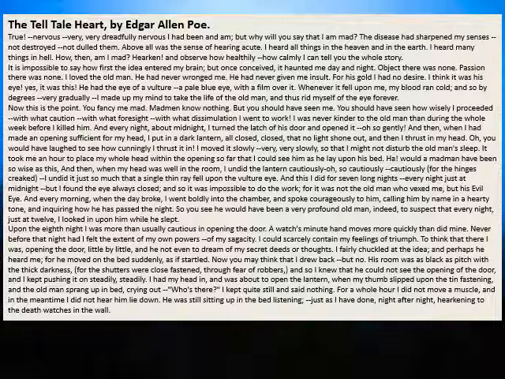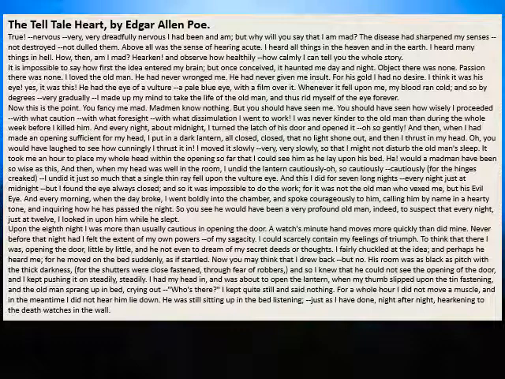It is impossible to say how first the idea entered my brain, but once conceived, it haunted me day and night. Object there was none. Passion there was none. I loved the old man. He had never wronged me. He had never given me insult. For his gold I had no desire. I think it was his eye.